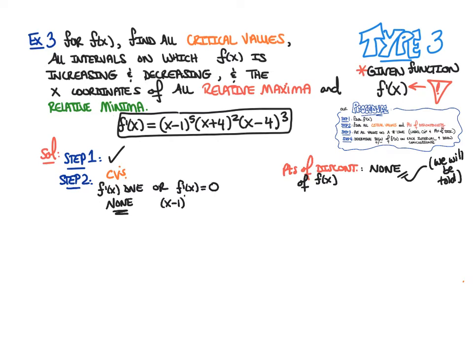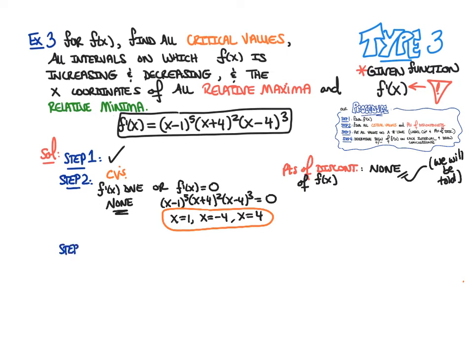So you're going to set the derivative equal to 0. All right. And you're going to look for the points for which this becomes 0. So you have x equals 1, x equals minus 4, and x equals 4. And those are your critical values, so I'll circle that in orange here. These are my critical values. All right. That's the end of step 2.